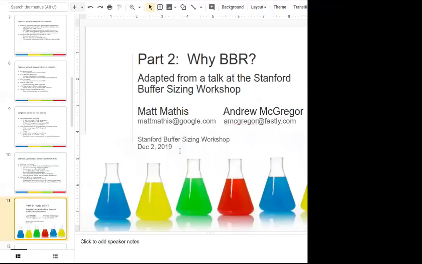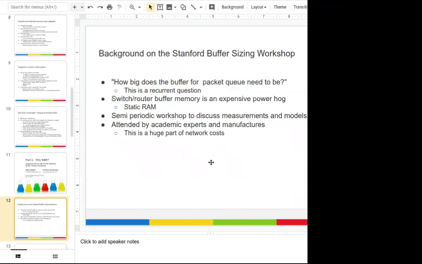So why BBR? This was an adaptation of a talk that I gave at a Stanford buffer sizing workshop, from some work that Andrew and I did previously at Google. Some background on the buffer sizing workshop: it turns out that the $64,000 question, or maybe the $64 million question, is how much memory do you put in routers and switches?